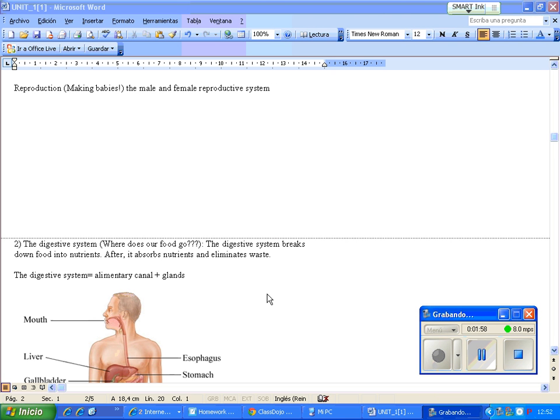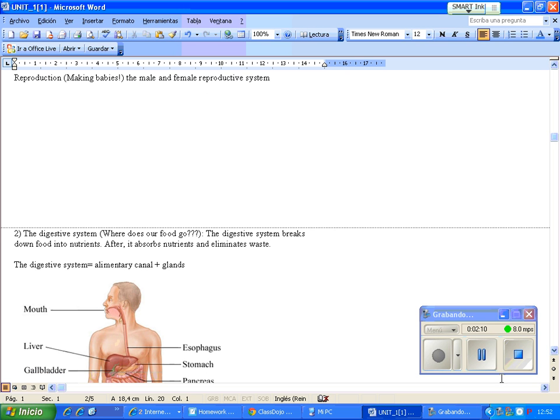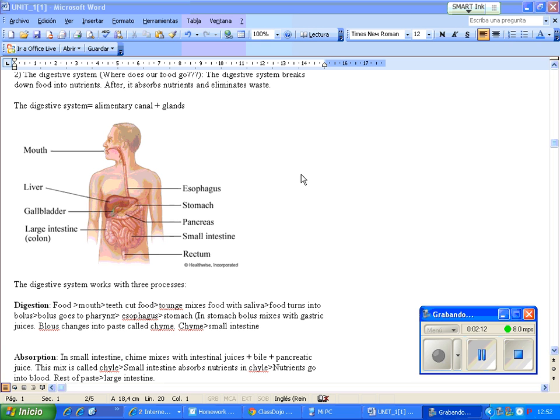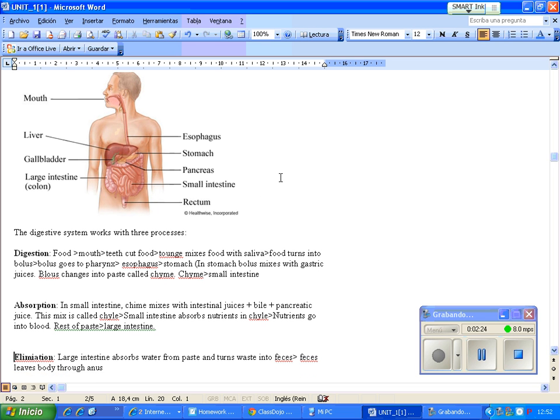The digestive system, where does our food go? The digestive system breaks down food into nutrients. After, it absorbs nutrients and eliminates waste. The digestive system is made up of the alimentary canal and glands. The digestive system works with three processes.